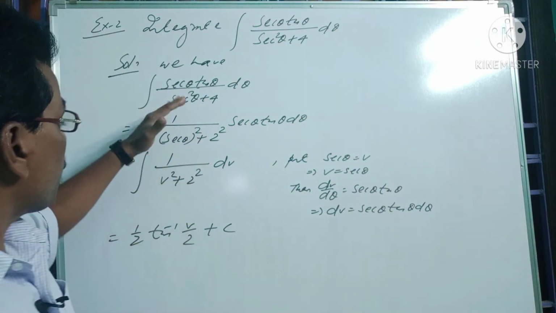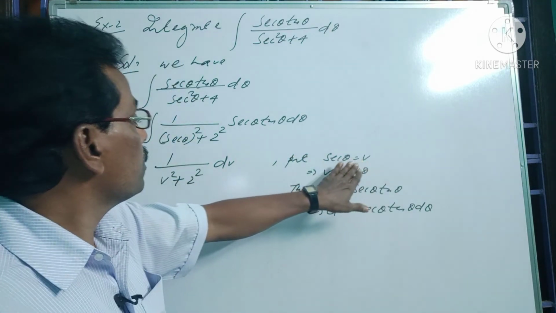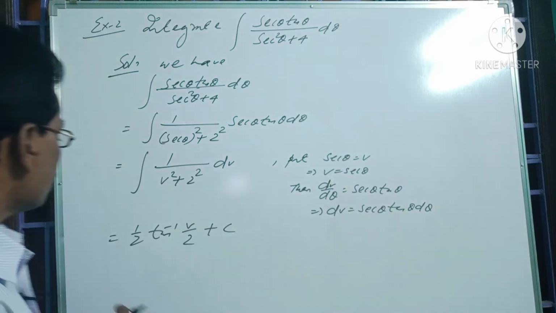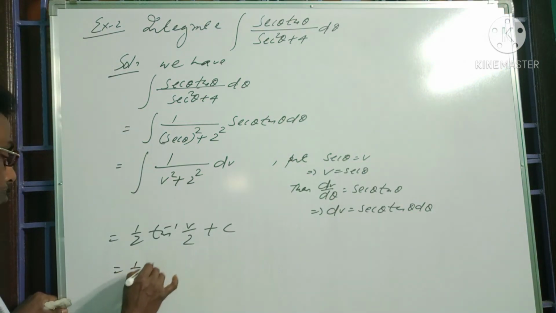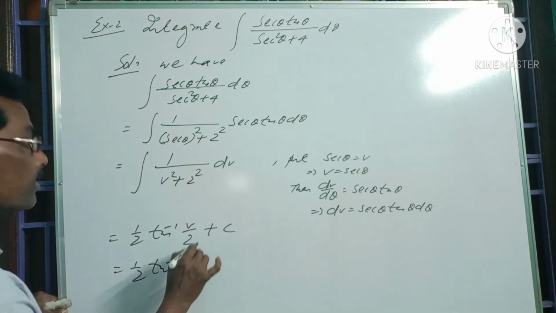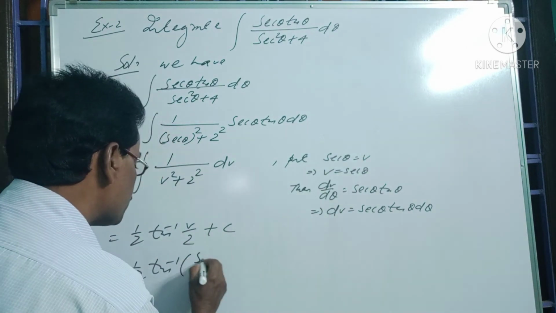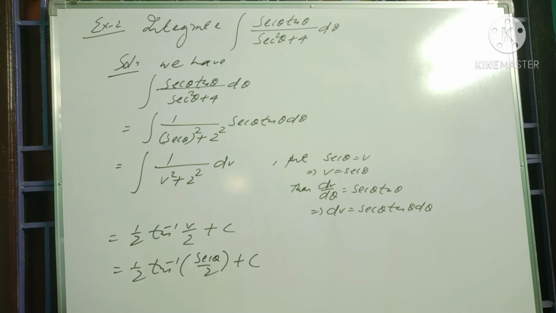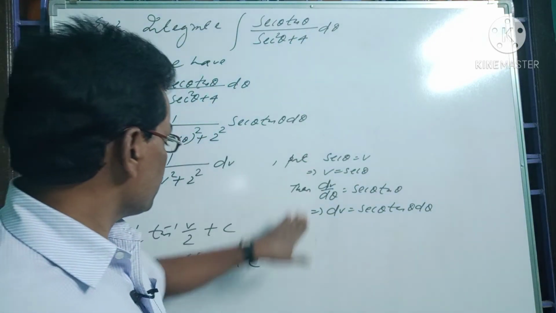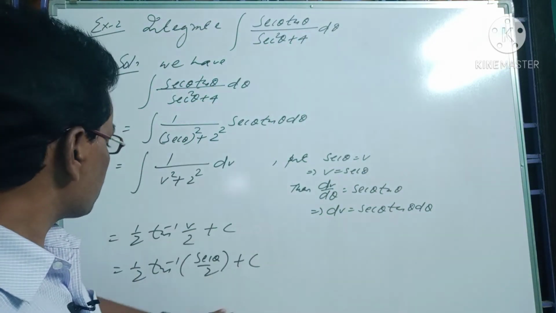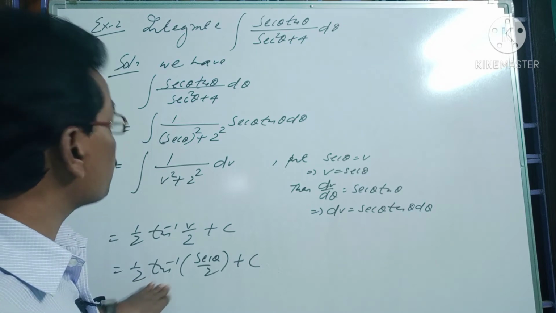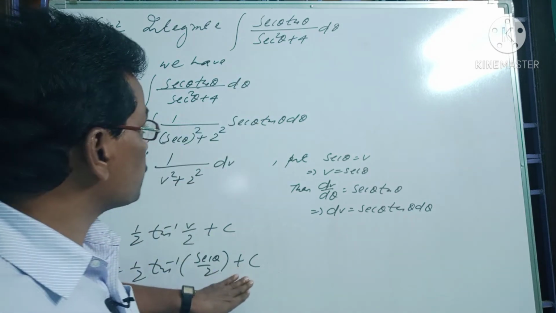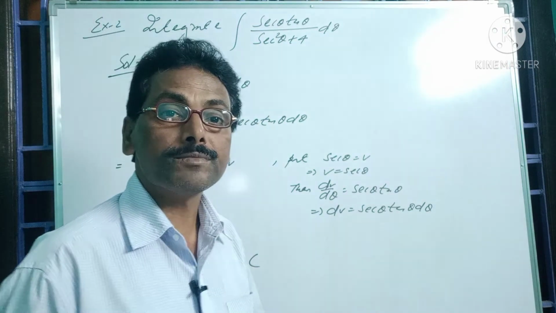So after integration let us substitute v as sec theta. So we have 1 by 2 into tan inverse of, in place of v, sec theta by 2, plus c, where c is the constant of integration. Hence we completed the integration and the result is half into tan inverse of sec theta by 2 plus c, where c is the final constant of integration.